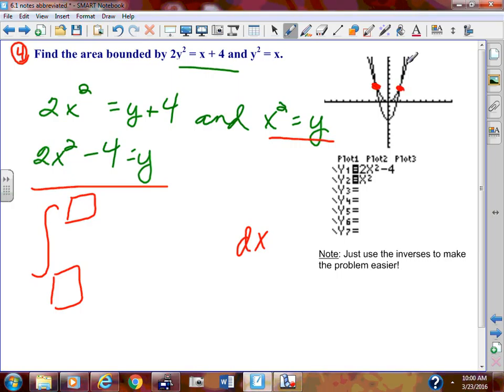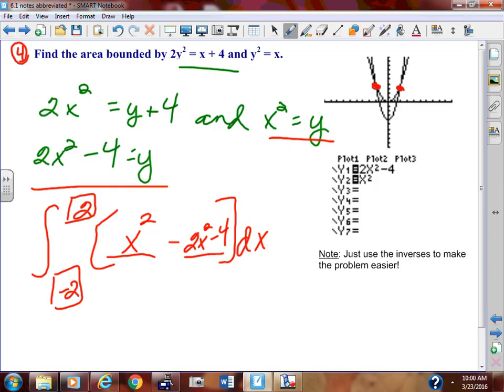Did you find what the one over here on the left is? -2, very good. And on the right, 2. All right, so now when I'm looking at that, I still need the upper function minus the lower function. What is the upper function going to be? X squared, so that one goes first. Minus the lower function is 2x squared minus 4.